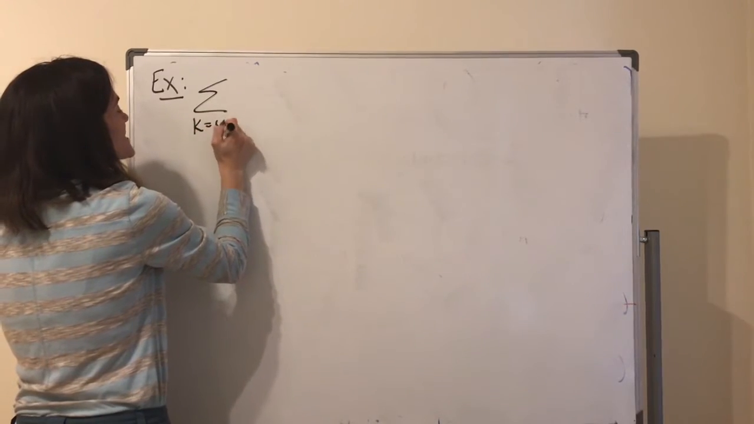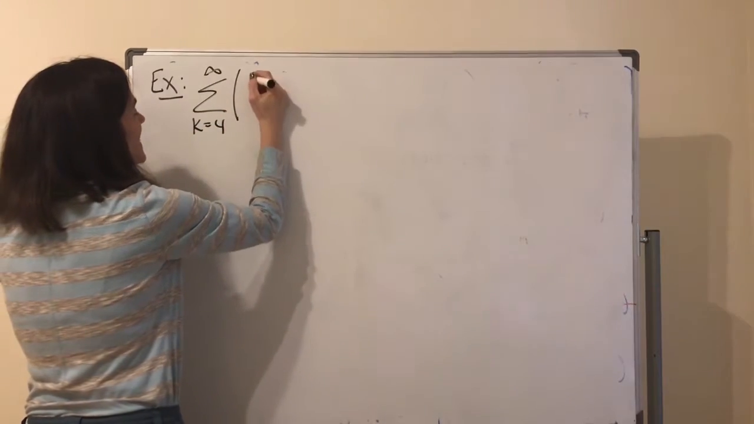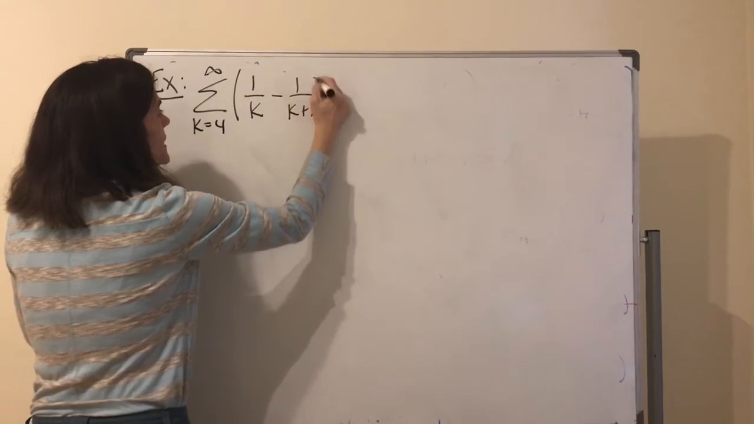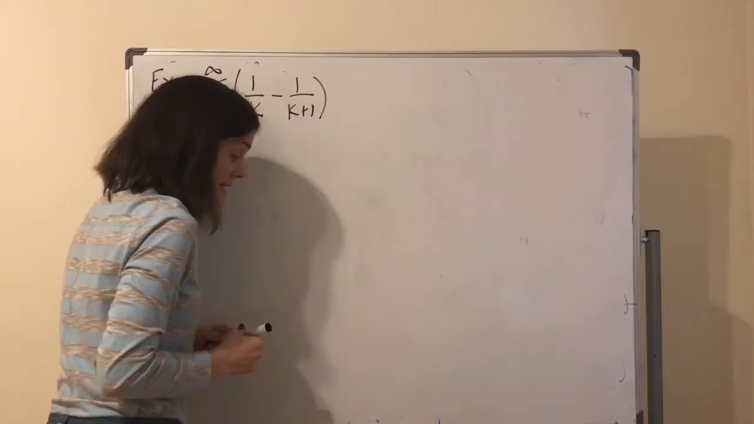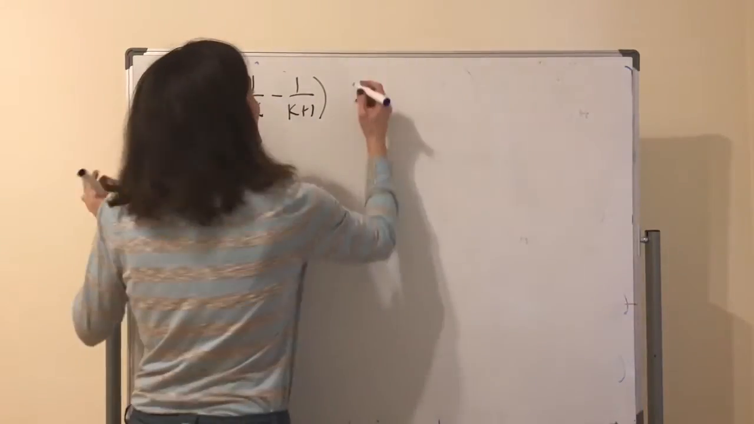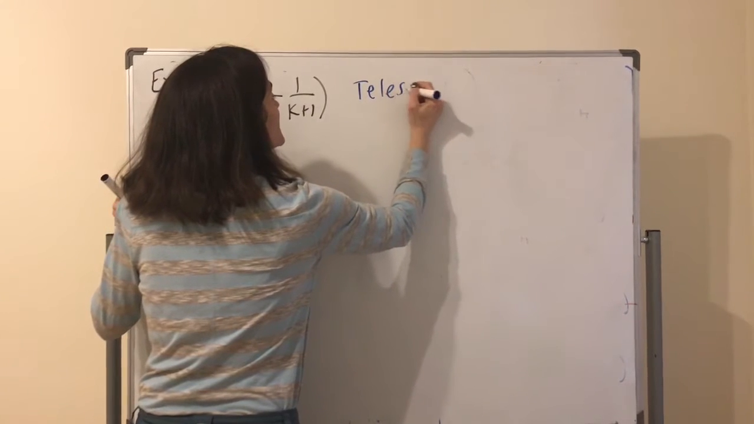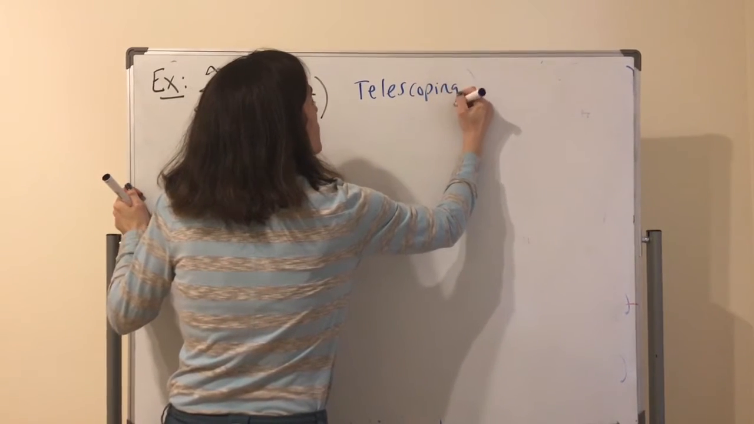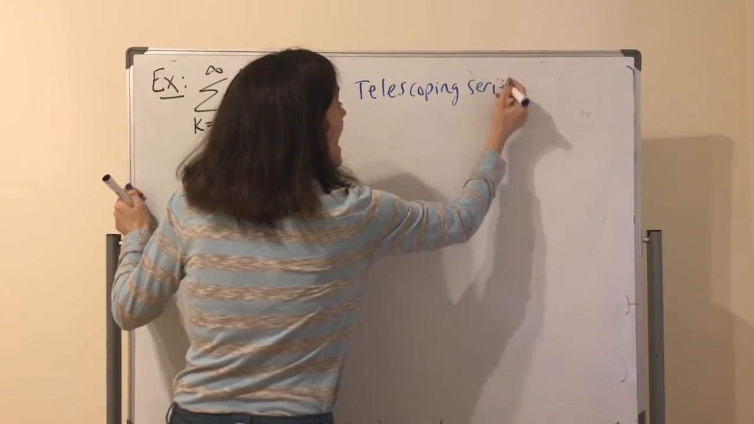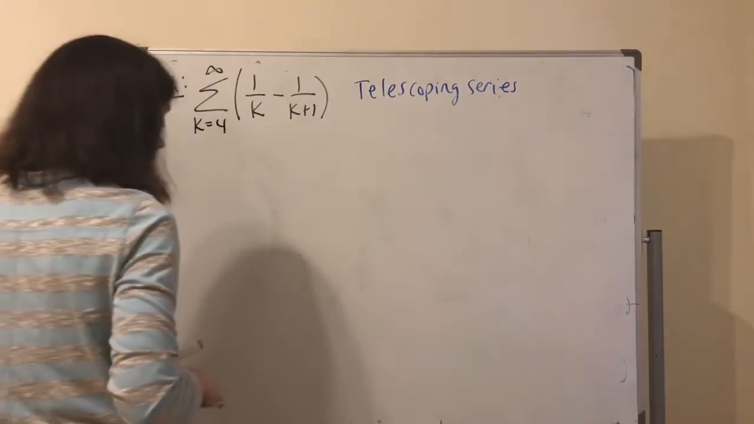This is the one, maybe I'll start at 4. And then I'll do 1 over k minus 1 over k plus 1. This series has a name. This is called telescoping. And I will mention why after we just start computing, or after we see what happens, I should say, with Sn.